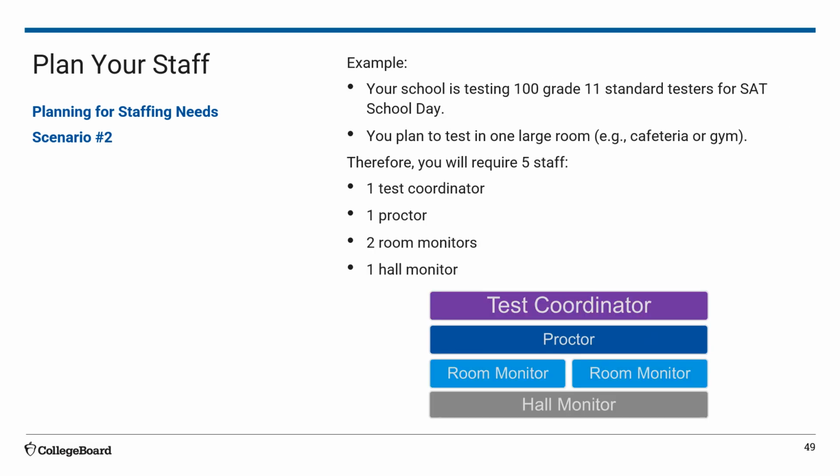In this scenario, we have the same 100 grade 11 standard testers for SAT school day, but you plan to test in 1 large room, like a cafeteria or the gym, so you're going to need 5 staff, 1 test coordinator and 1 proctor, 2 room monitors, and 1 hall monitor.